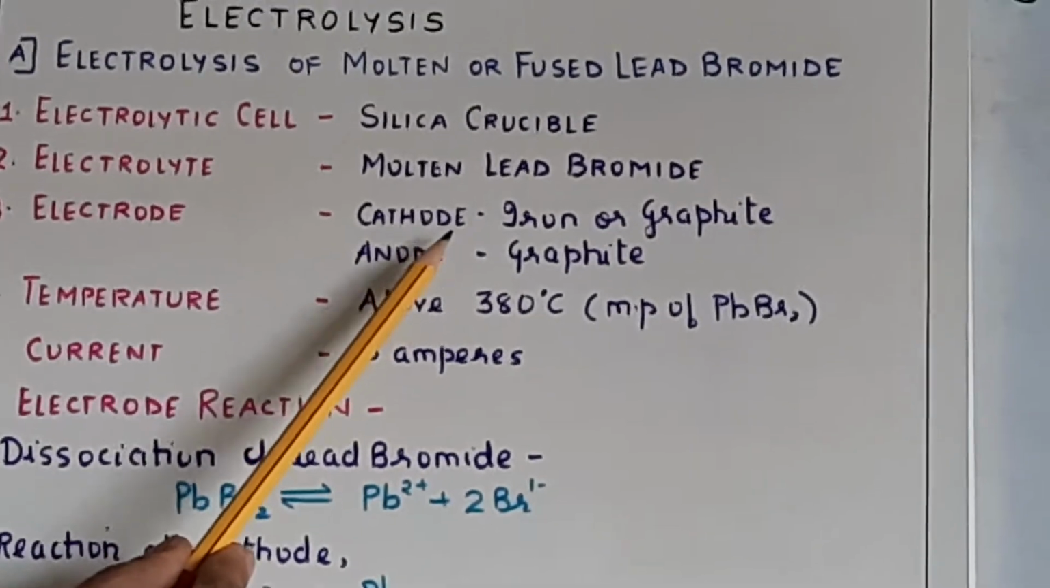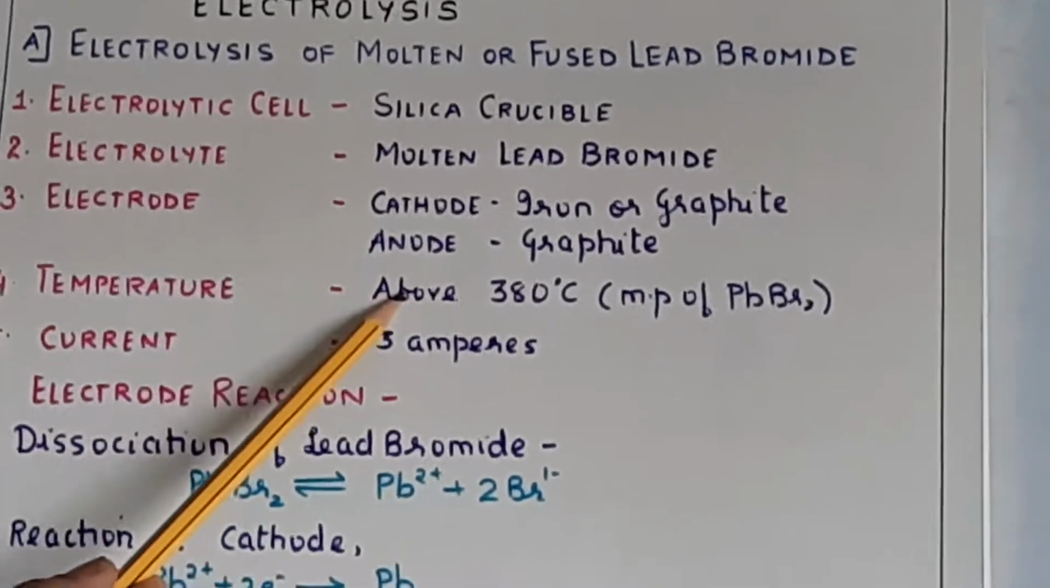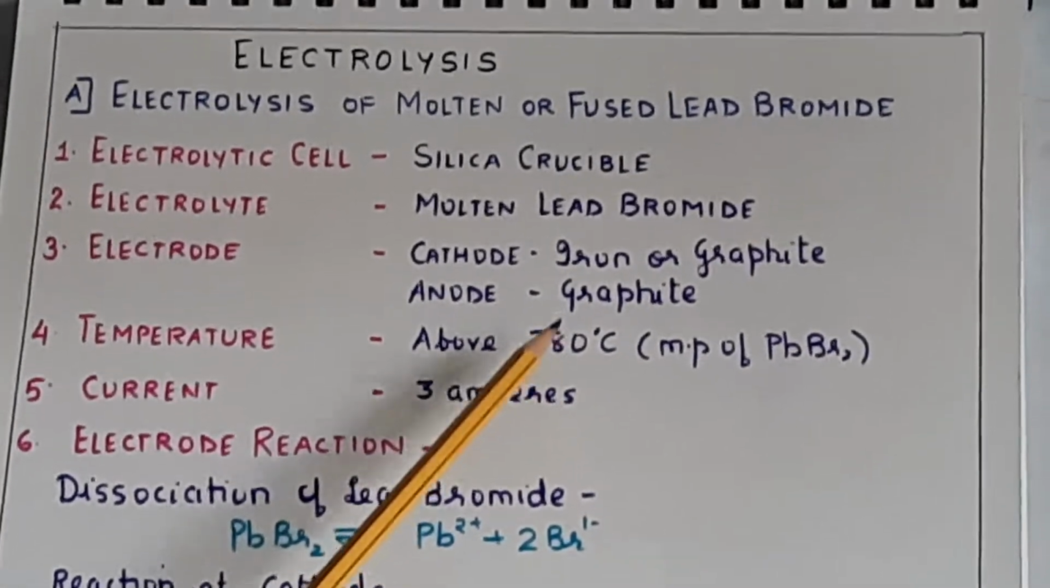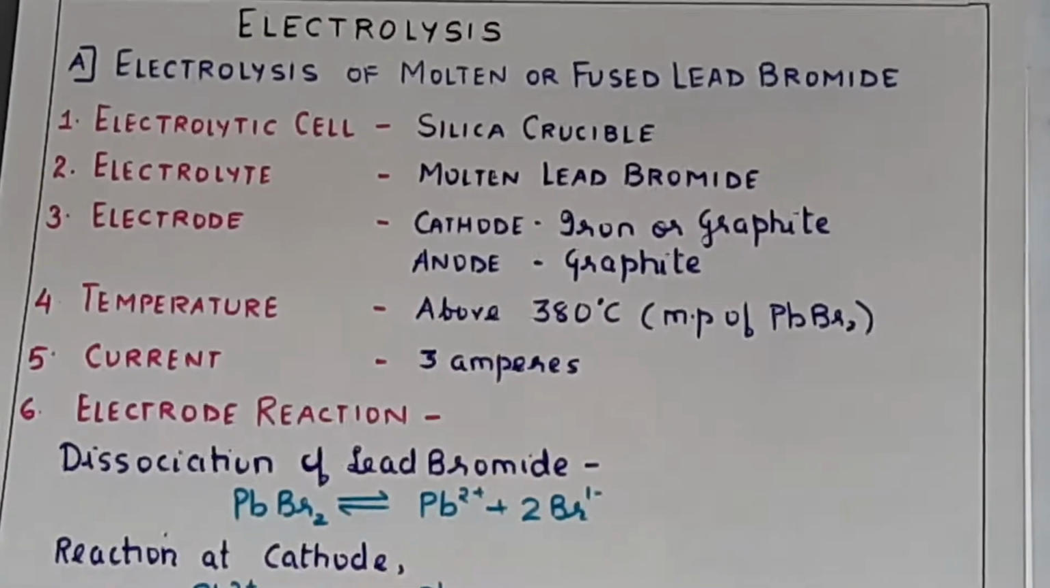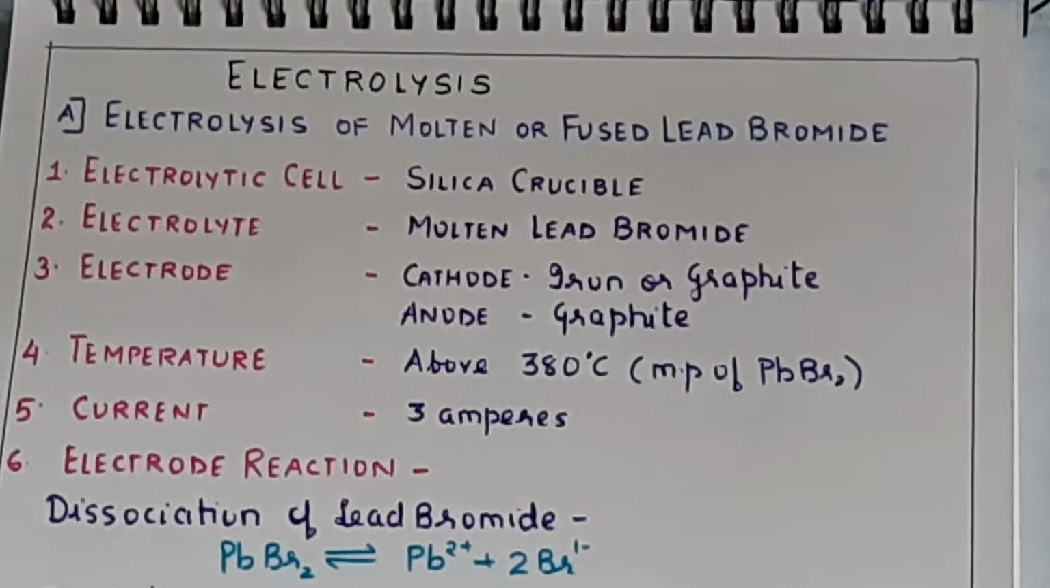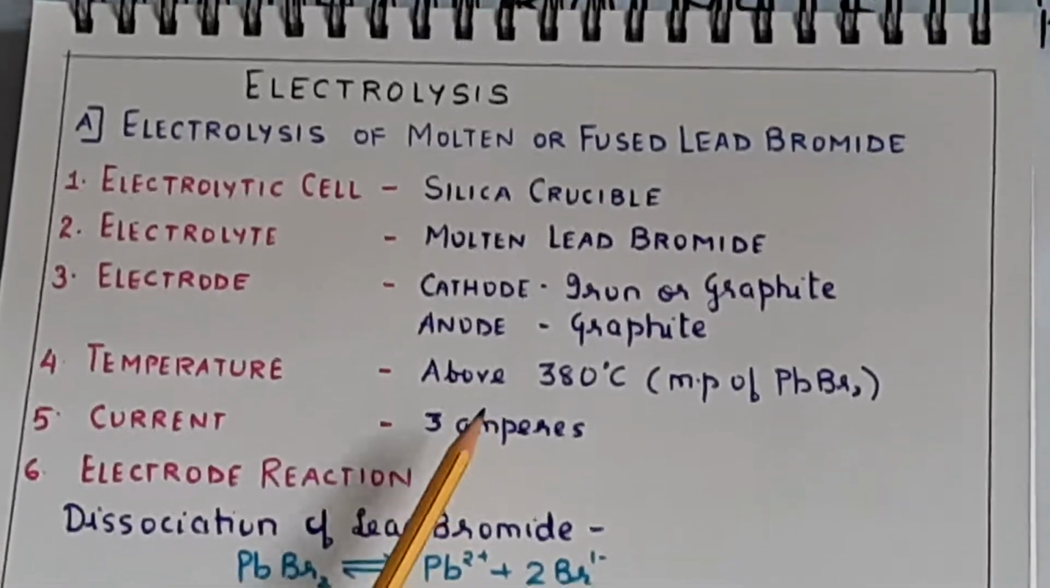Okay, clear? Then temperature, I just explained why a temperature of 380 degrees Celsius is required. Because that is the melting point of lead bromide, and it has to be in the fused or melted state. Solid cannot conduct electricity. Okay, current around 3 amperes.